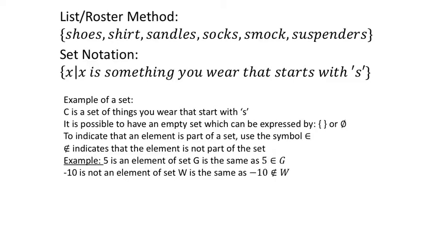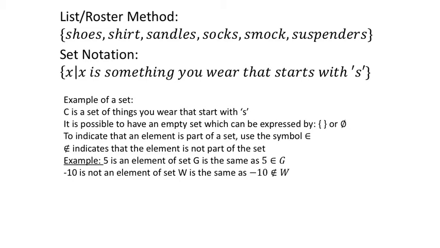So, for example, if I were to use the list or roster method, notice that this is not set builder notation because it doesn't have that x such that stuff, right? So this: shoes, shirts, sandals, socks, smock, and suspenders. If I were to define that set, it would be the set of things you can wear that start with S. Are there more? Sure, I don't care. I'm just demonstrating a list of values.